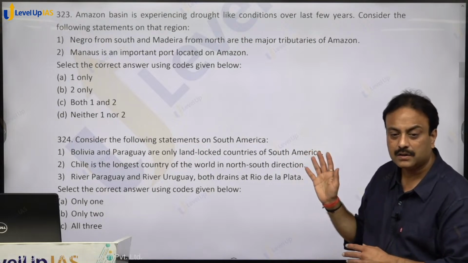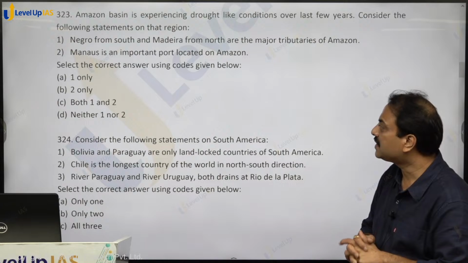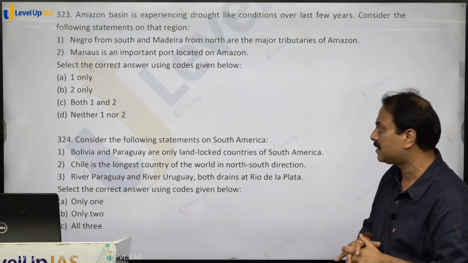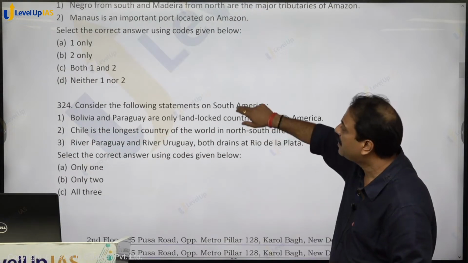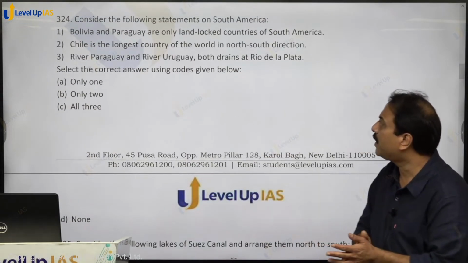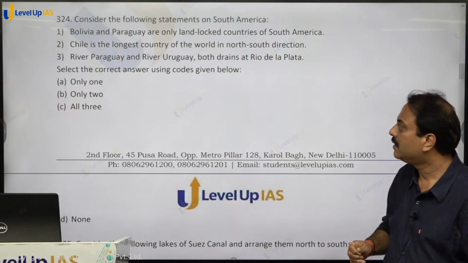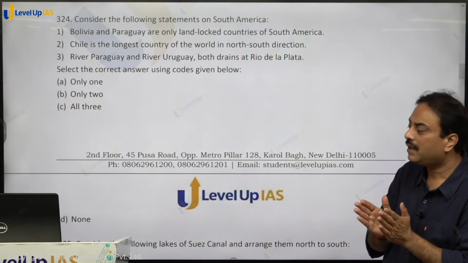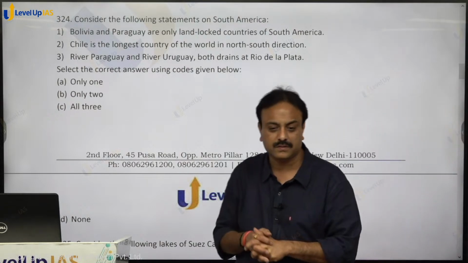Are you getting that? So both the statements, Negro from south is wrong. Manaus is an important port on Amazon, it's correct. So one is wrong, two is correct. So two only, option B, B for boy, shall be the right answer. Consider the following statements on South America. Again on South America, Bolivia and Paraguay are the only landlocked countries of South America.